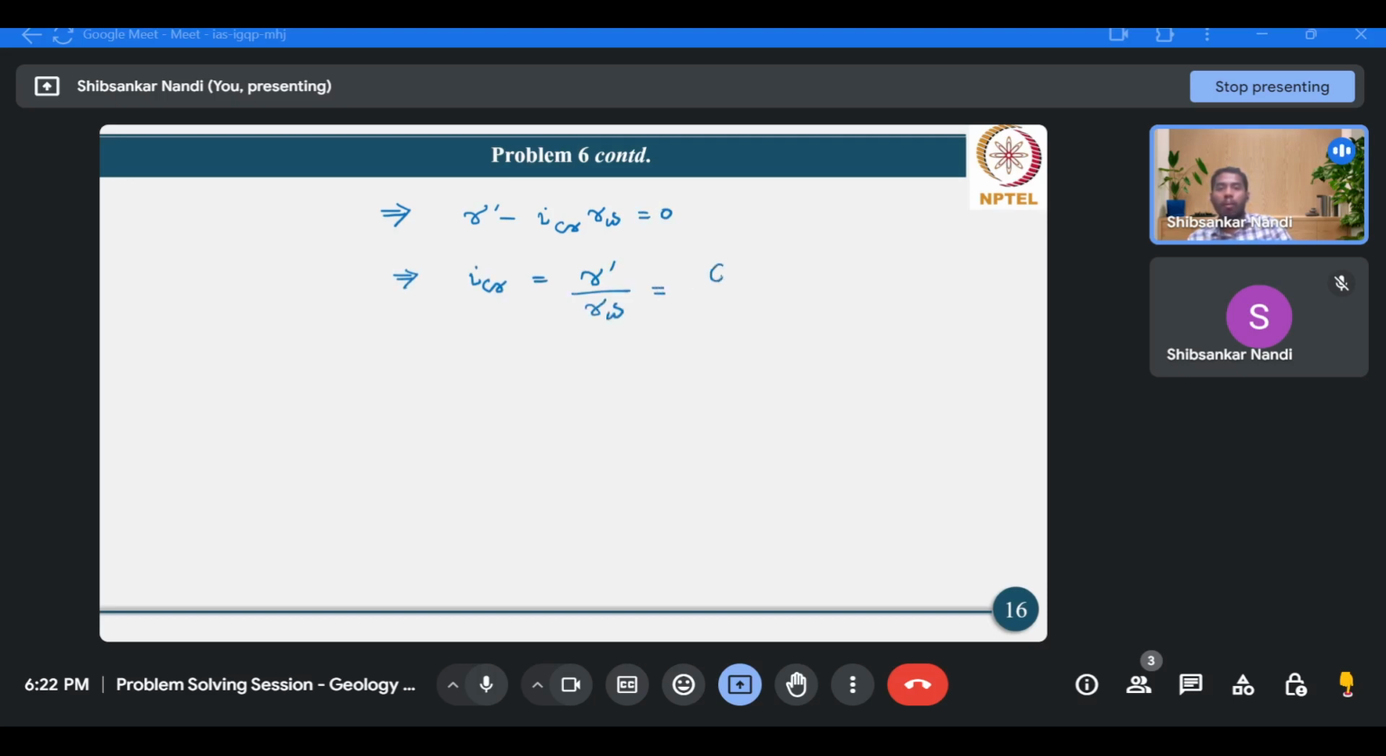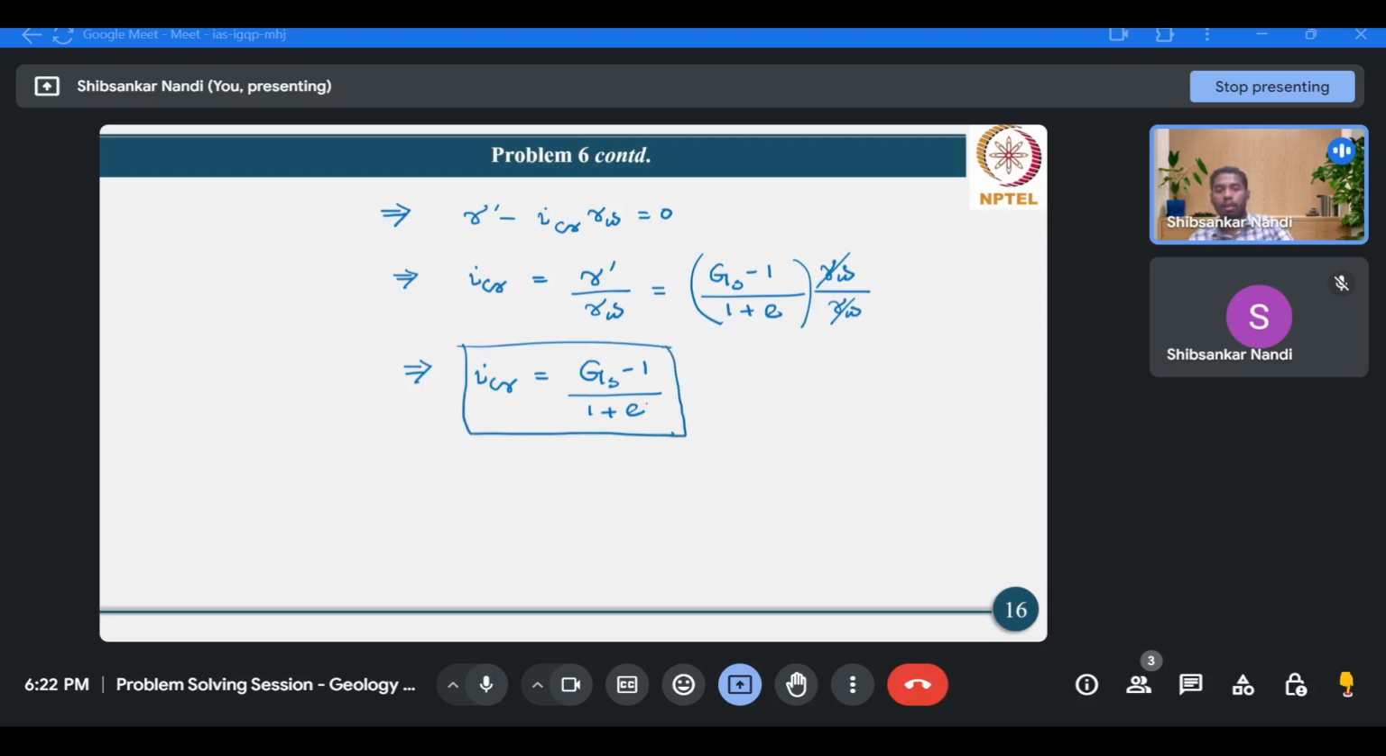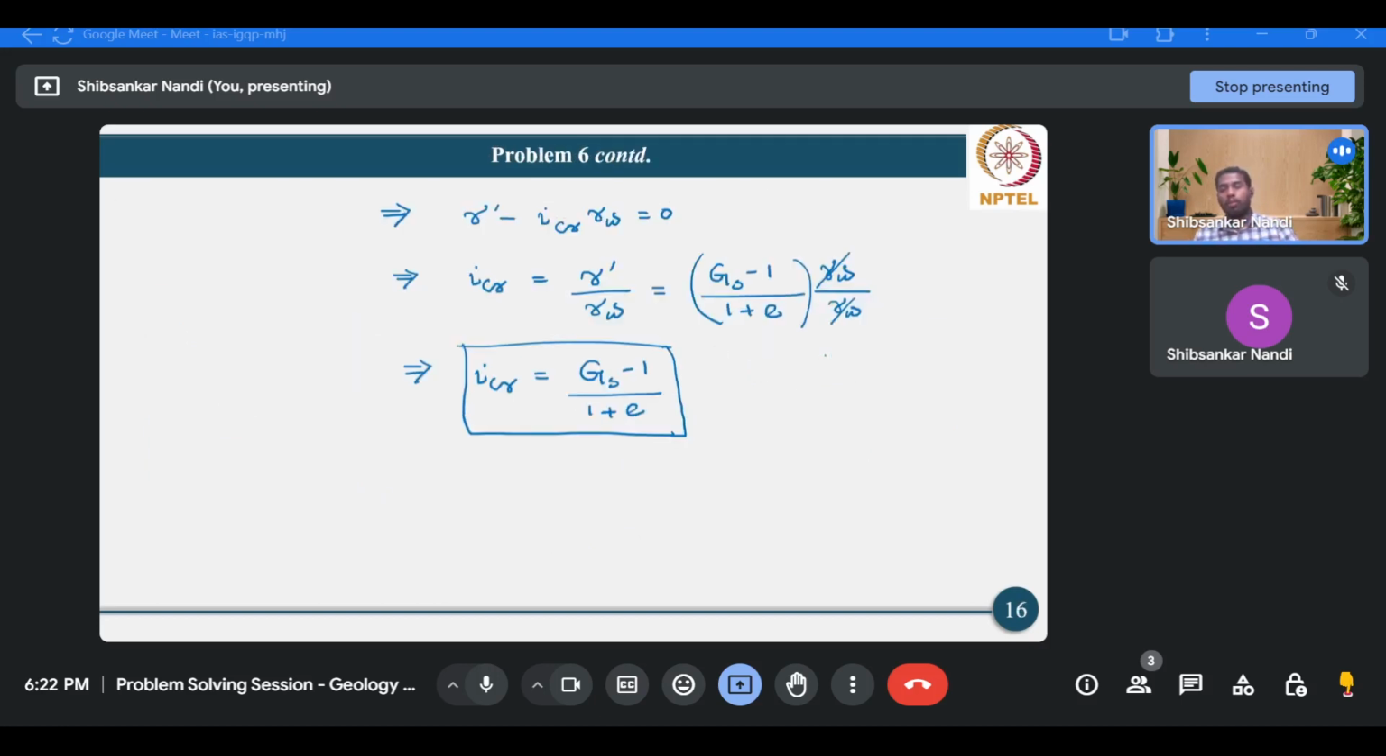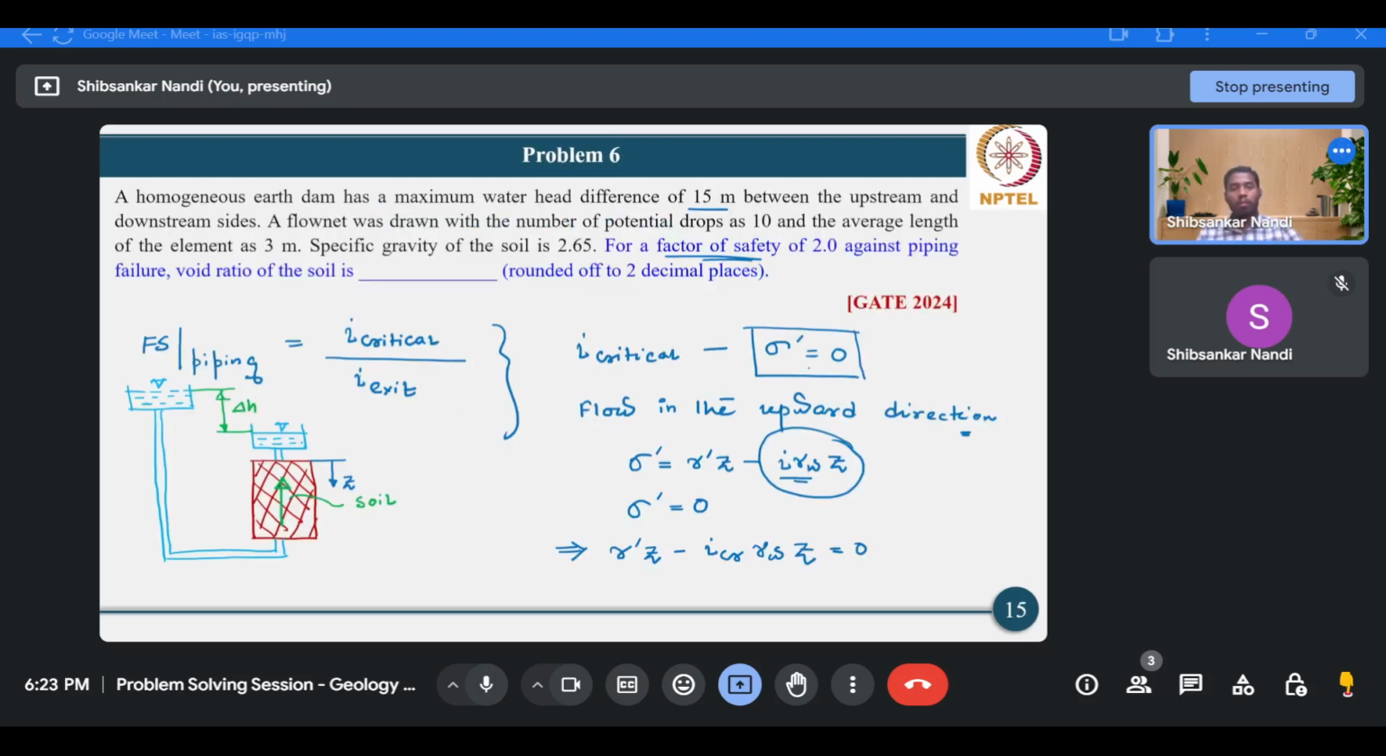Again we know gamma prime is nothing but Gs minus 1 by 1 plus e multiplied by gamma w, and there was already gamma w in the denominator, so it will cancel out. So i critical becomes Gs minus 1 divided by 1 plus e. So this is the critical hydraulic gradient, when the effective stress becomes 0, or the seepage force balances the submerged unit weight of the soil.